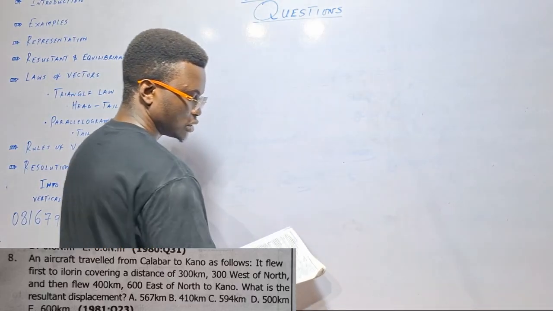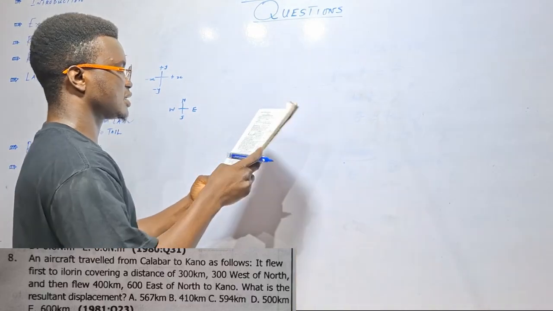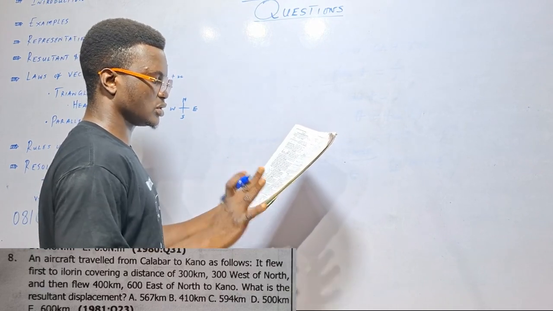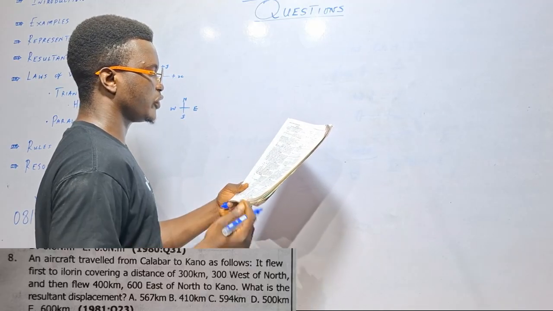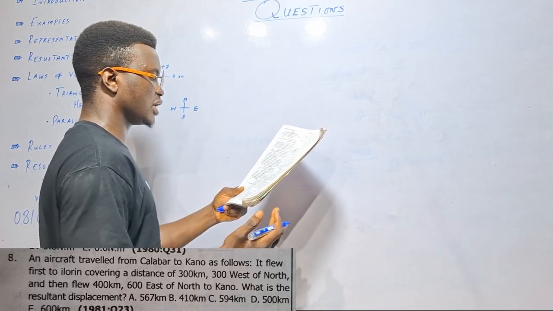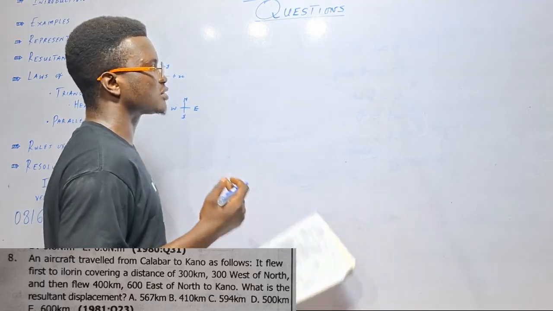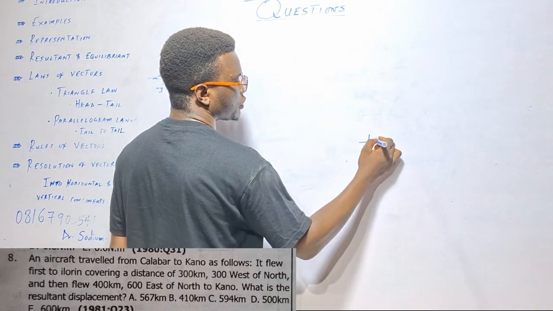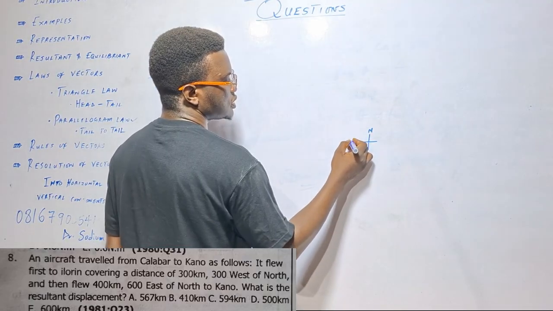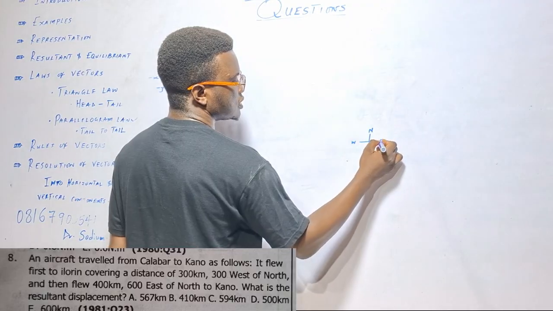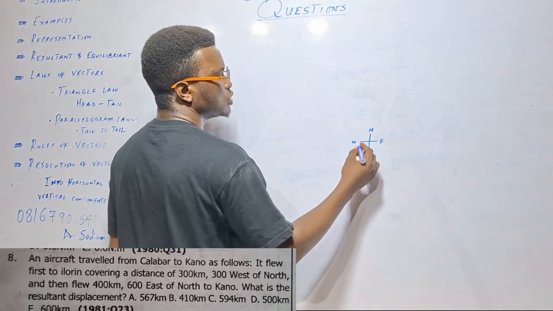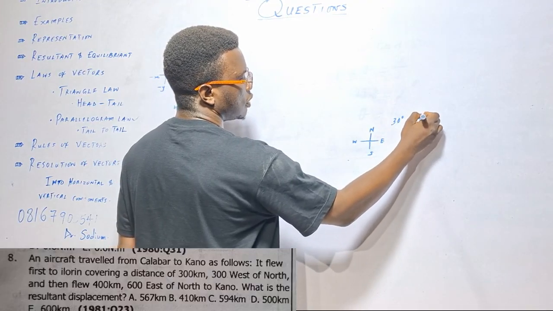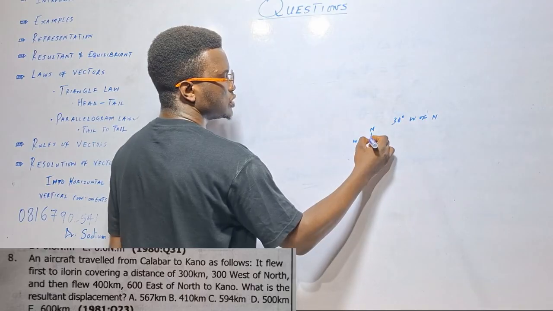So now, first, an aircraft traveled from Calabar to Kano as follows. This was how the journey went. He flew first to Ilorin, covering a distance of 300 kilometers, 30 degrees west of north. So let me start from here because I'm going up. So this is north, this is west, this is east, and this is south. So the angle is to the north because it says 30 degrees west of north.